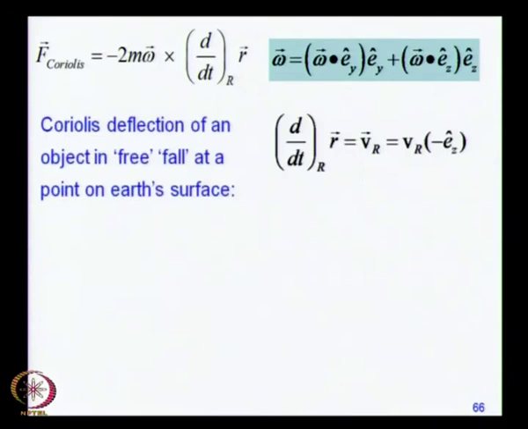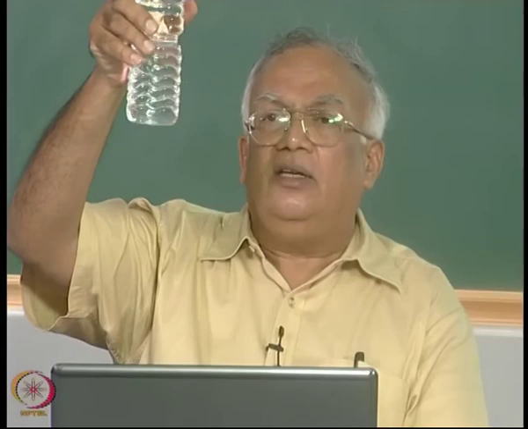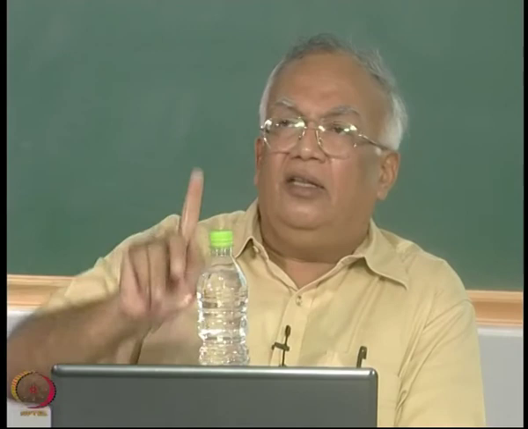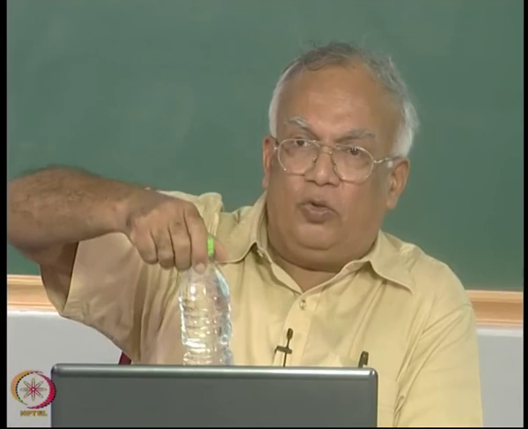So, now it is very easy to estimate the Coriolis deflection, because the Coriolis deflection is given by this term. We have included this minus sign. Remember, I had put a red circle around this minus sign earlier in this class. So, it must be defined with this minus sign, because otherwise it will give you the wrong direction. So, it is minus twice m times omega cross the velocity of this object. So, if I have an object and it is in a state of free fall like this, then it has got a velocity which is falling along the local vertical. So, this is my Ez, this is my minus Ez. So, an object in free fall has got a direction along minus Ez.